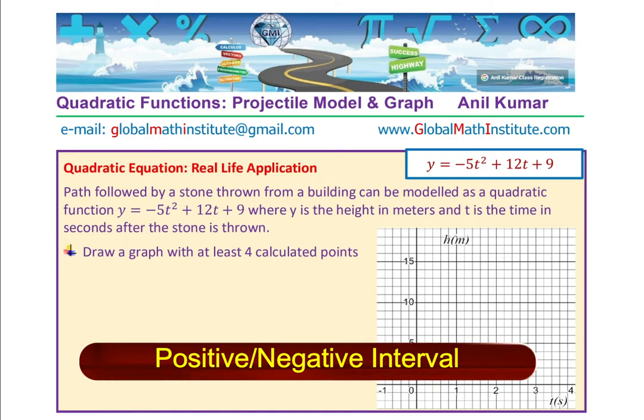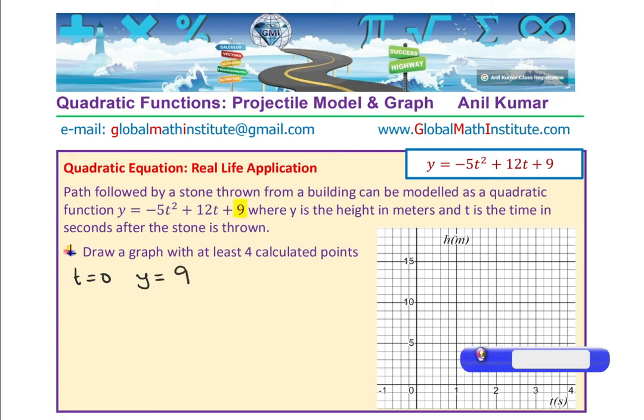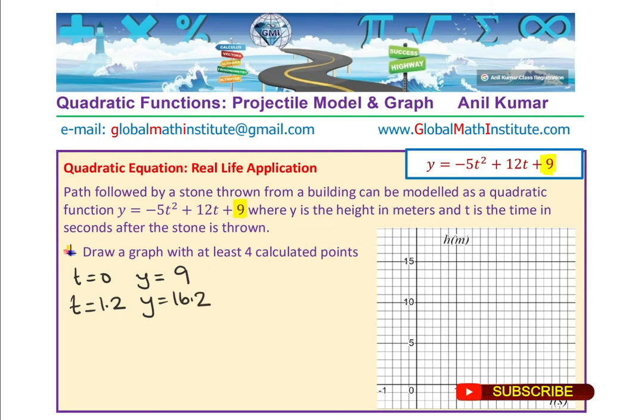Let's write down. So we calculated at t equals 0, the value of y was 9, and that was the y-intercept given to us, correct? And then we also calculated the time when we got the maximum, and at 1.2 y was 16.2. So we got a maximum value. We also know that total duration was 3 seconds. That means y was 0.